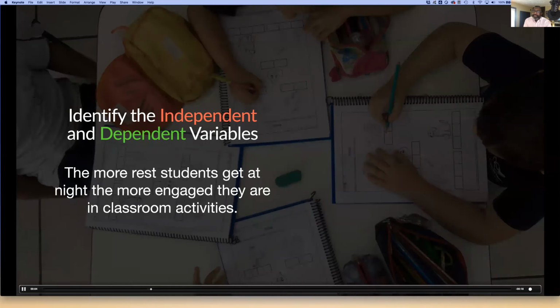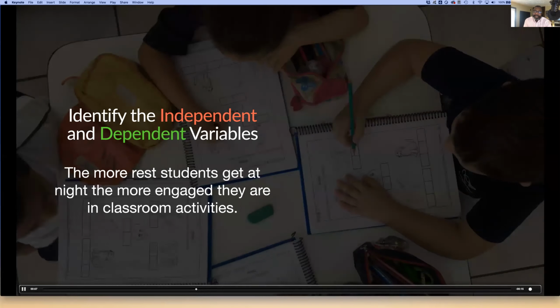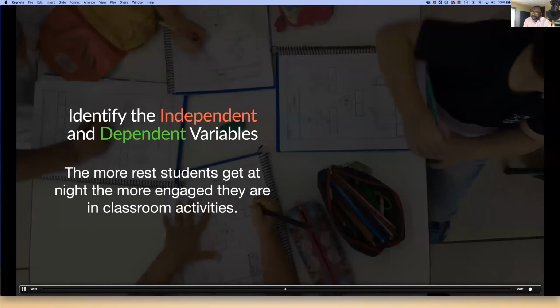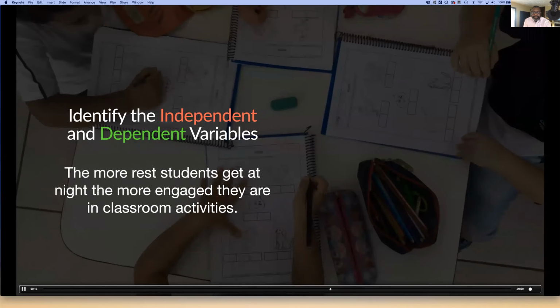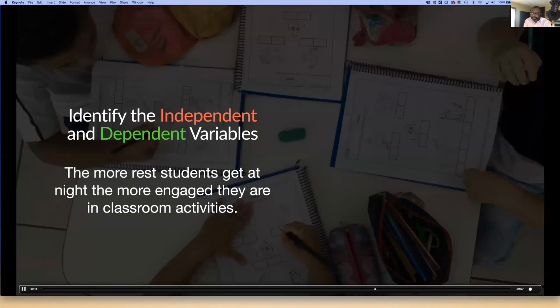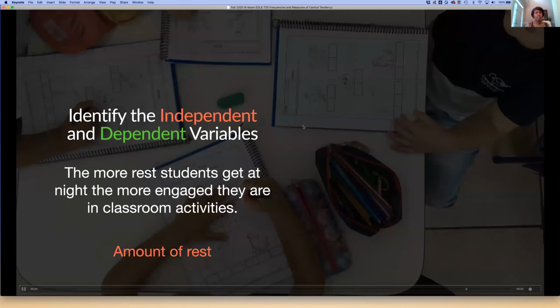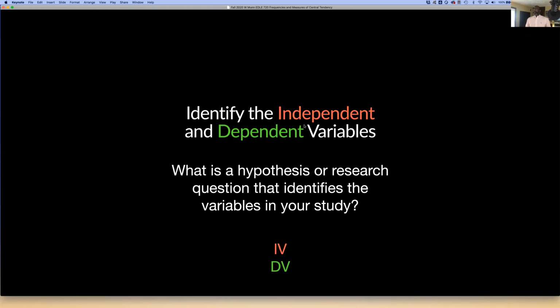All right, I'm gonna let this one ride. Here, I'm throwing this one out to the class. The more rest students get at night, the more engaged they are in classroom activities. Time of rest and engagement. Mm-hmm. Amount of rest and level of engagement. Boom.